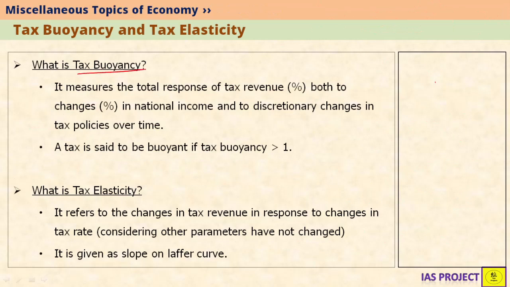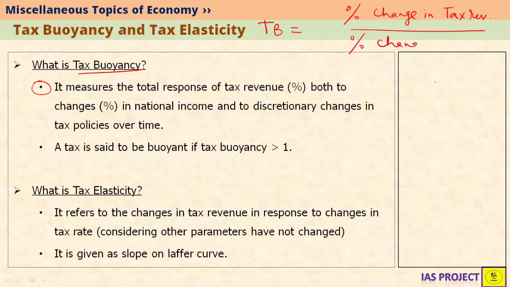Let's look at what tax buoyancy is. The definition is given here, but let's try to understand the concept first and then read the definition. Tax buoyancy is simply percentage change in tax revenue divided by percentage change in tax base. Tax base for our purpose can be simply assumed as national income or GDP. So tax buoyancy is nothing but percentage change in tax revenue divided by percentage change in GDP.